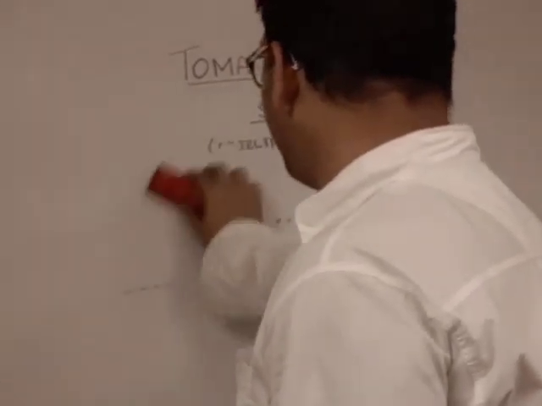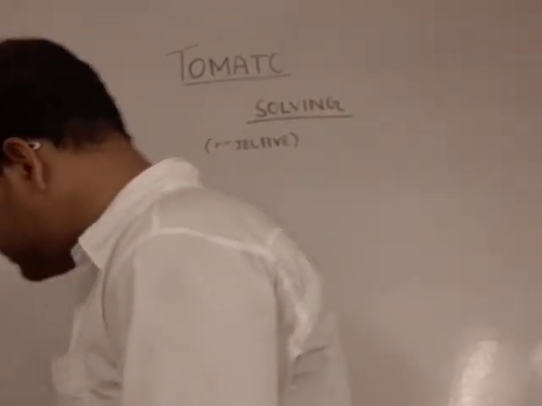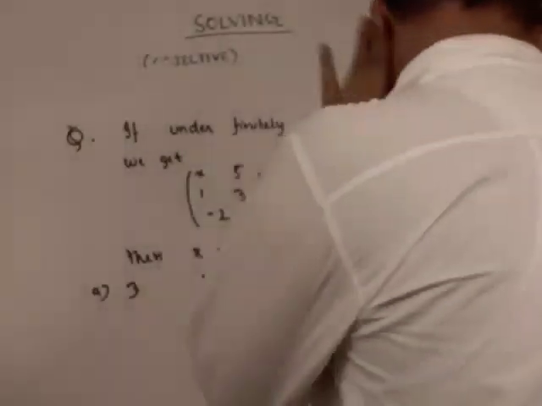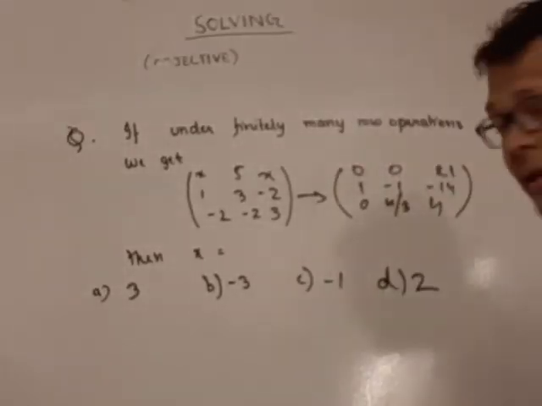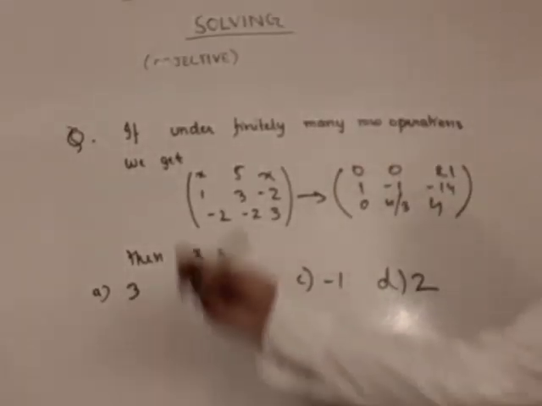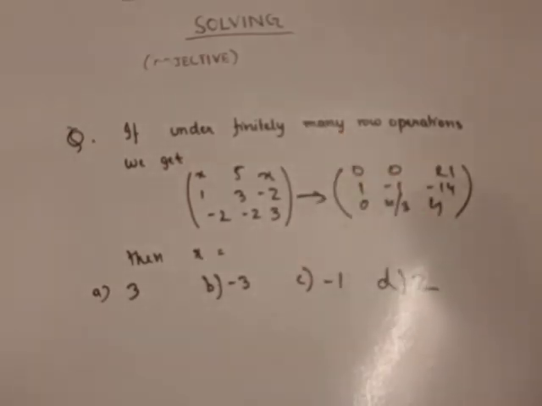Now we will get to our 4th problem of today. The problem says that if under finitely many row operations we get this matrix, x 5x 1, 3 -2 -2, -2 3 2, 0 0 21, 1 -1 -14, 0 4 by 3 and 4, then what is the value of x? Is it 3, -3, -1 or 2?